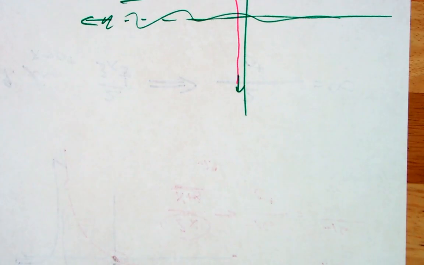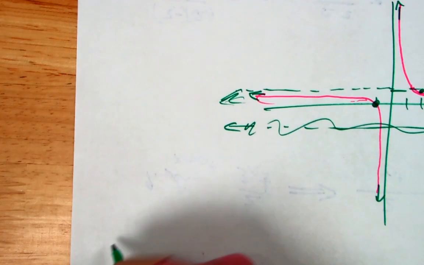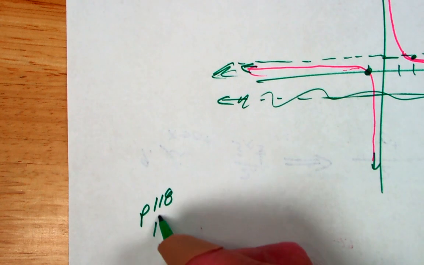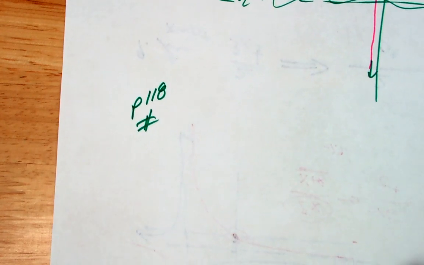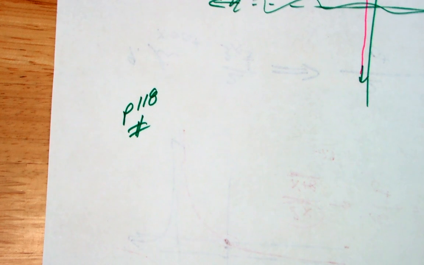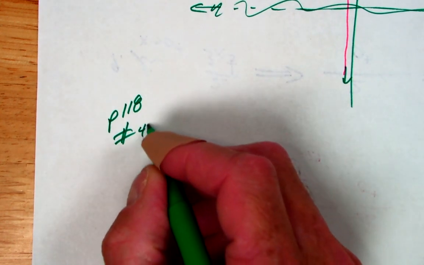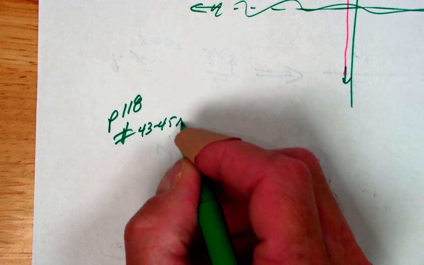I'm just going to give you guys a couple things to think about overnight. Page 118. I want you to try and write it. It says find a function that satisfies the given conditions and sketch its graph. So I want you to find an equation for which this is the graph. Let's go 43 through 45, all.